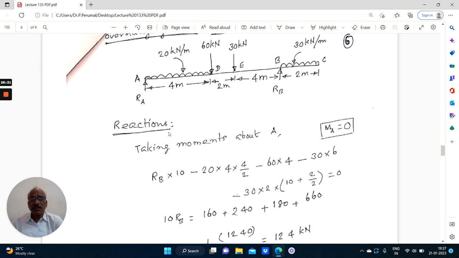Now here you can find out the value of RB first, because you take moment about A, because moment at A equal to 0. Therefore, straight away you can find out RB by taking moment about A. Right? Therefore, by taking moment about the support A, RB into 10. Anticlockwise is positive, sagging moment.